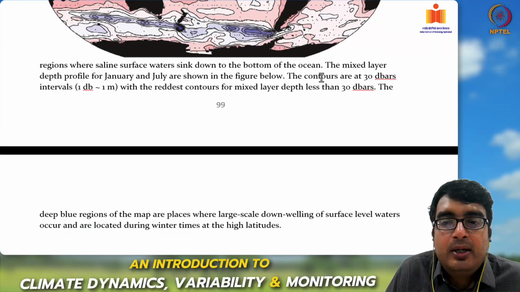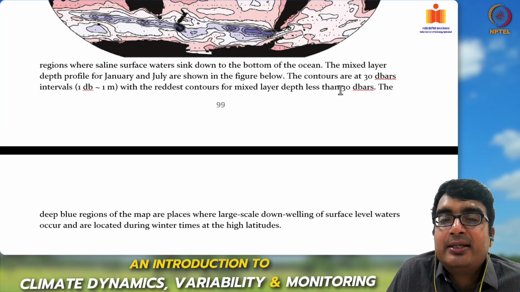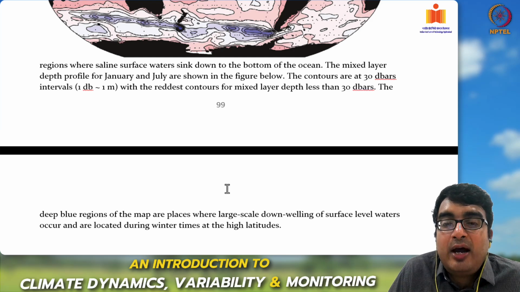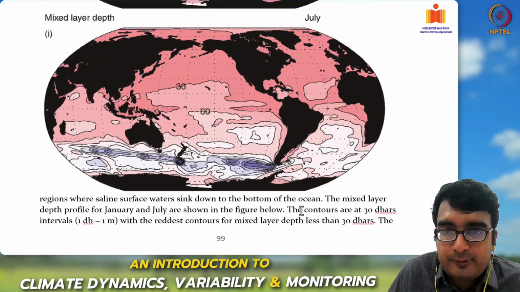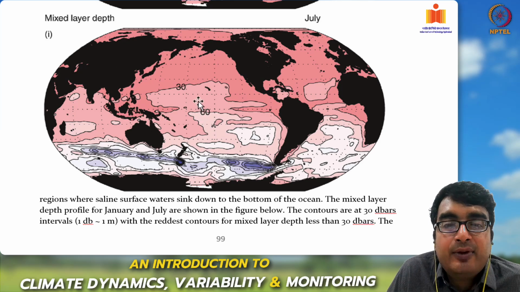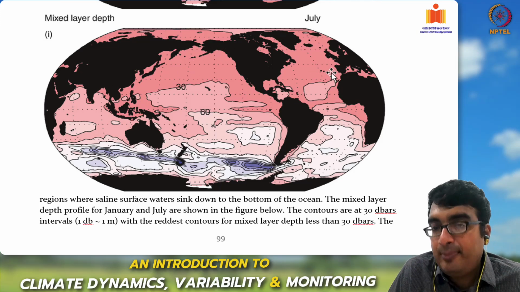Okay. So here the contours are at 30 decibar intervals with the reddest contours with depth layers less than 30 decibars, and the deep blue regions are where you have very deep mixed layers because of the large scale downwelling of surface level waters and upwelling of deep waters. So you see a significant region, you have mixed layer depth of 30, then you have mixed layer depth of 60. So because this is summer, in July, you have warm and thin mixed layers over the entire northern hemisphere.